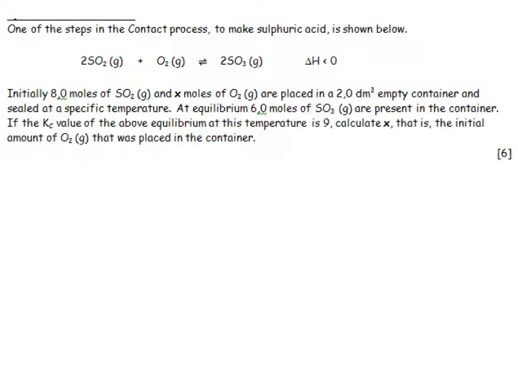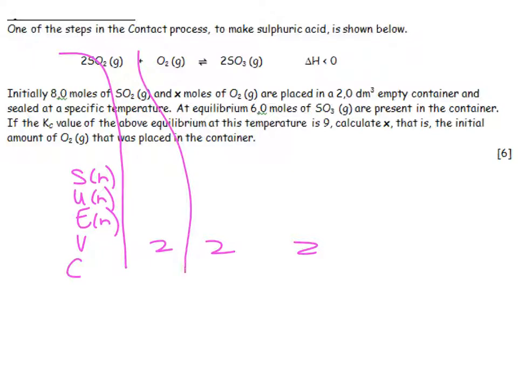Here we've got the contact process initially, and it's really a bit of a rice story, so I'm just going to go straight into it. So start, used, end, volume, concentration. The start, used, and end are all number of moles. Volume is 2, which was quite convenient. Let's write our balanced equation. There it is. So I started with 8 moles of SO2, X moles of oxygen, nothing of the product. Then they are placed in a 2 decimeter cube container and sealed at a specific temperature.